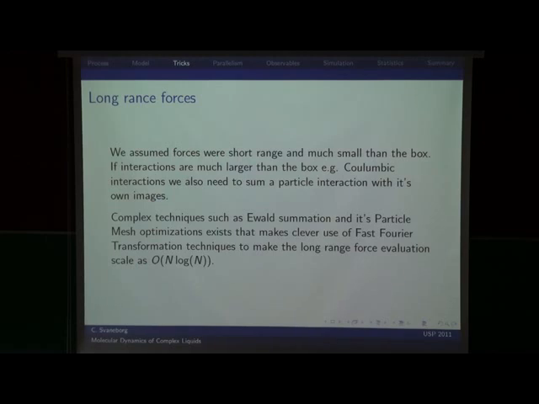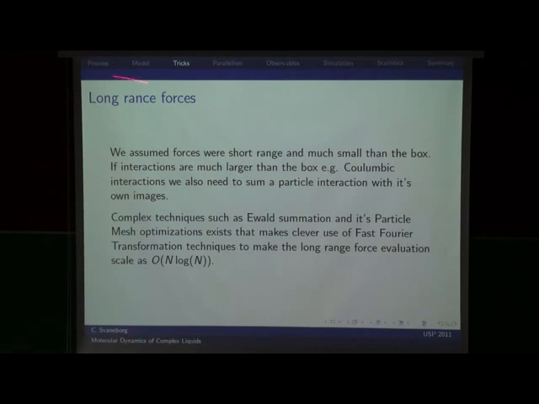Yeah, the code will tell you if there are dangerous rebuilds where particles have moved too far. And if particles move too far, you need to rebuild more often. So that's something you have to check and be a bit aware of.